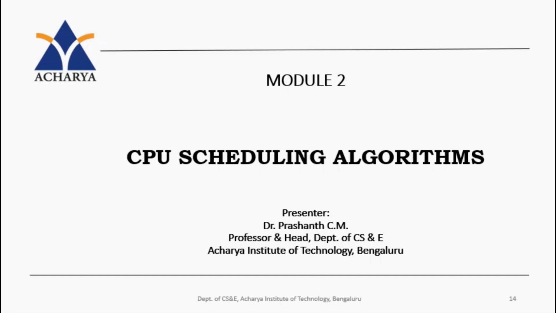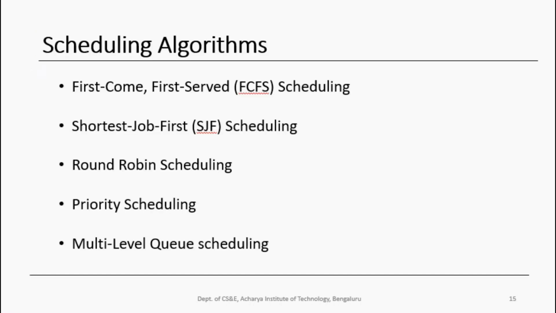There are several CPU scheduling algorithms: first come, first served scheduling, shortest job first scheduling, round robin scheduling, priority scheduling, and multi-level scheduling. We will be discussing all these algorithms. Popular operating systems like Windows and Linux may not use one single scheduling mechanism in total. They use a combination of these scheduling algorithms.